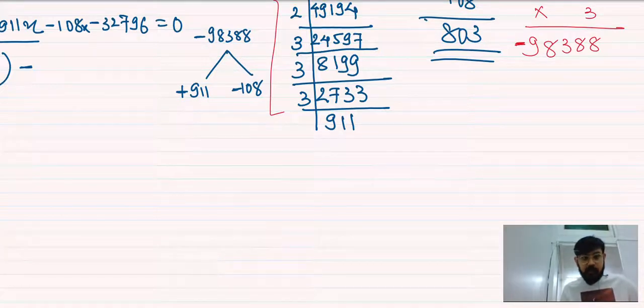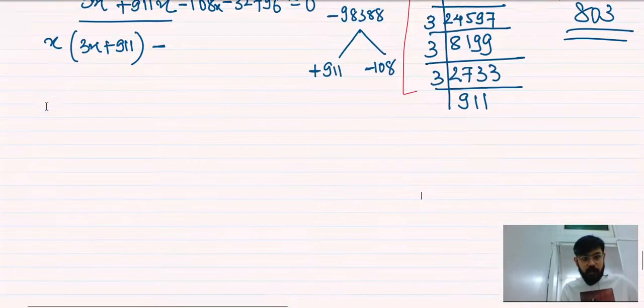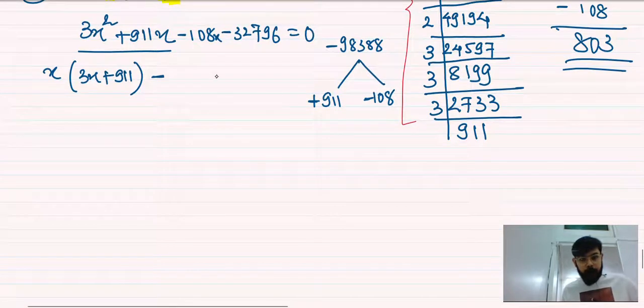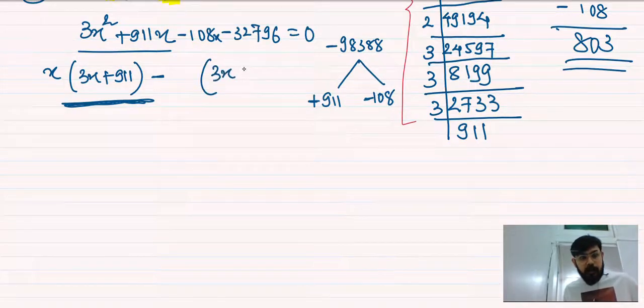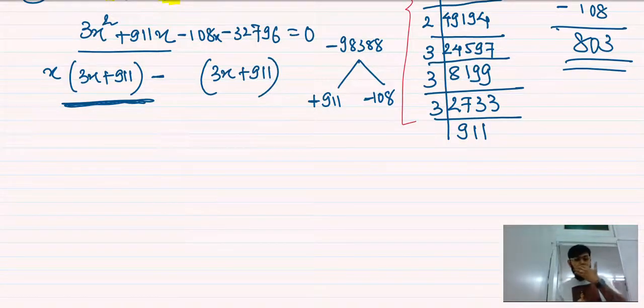Let me use another technique. Yes, I got the technique. So let me tell you one more technique for when you're stuck like this. You see this bracket? Just copy this bracket over here: 3x plus 911, 3x plus 911. Now you just write is equal to 0 over here.